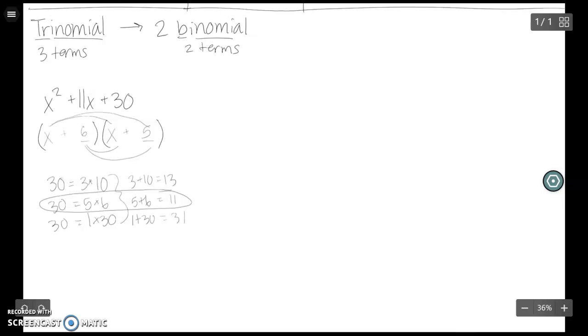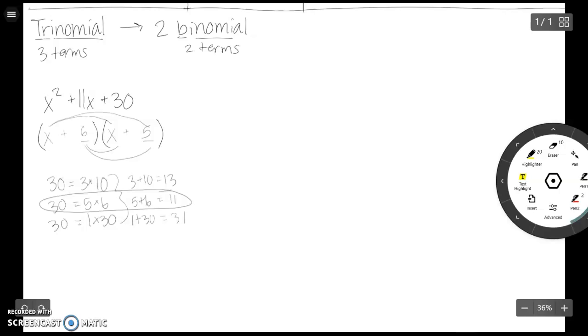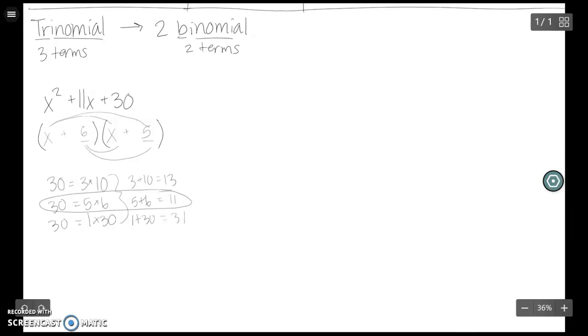With this one, we're just dealing with positive numbers. We'll look at an example in a second that throws in some negatives and makes us think a little harder. But this one, we've got only positives in the trinomial, and positive numbers down here in the two binomials. So this is factored form.